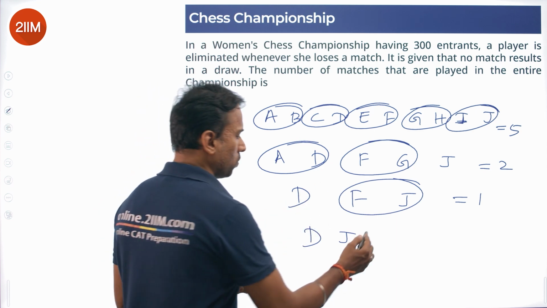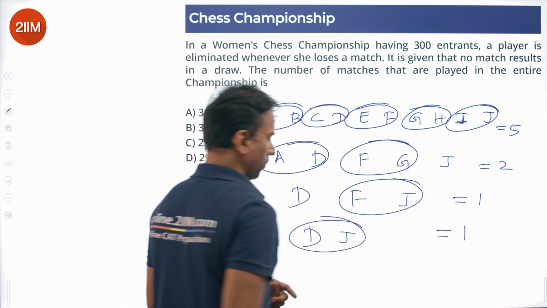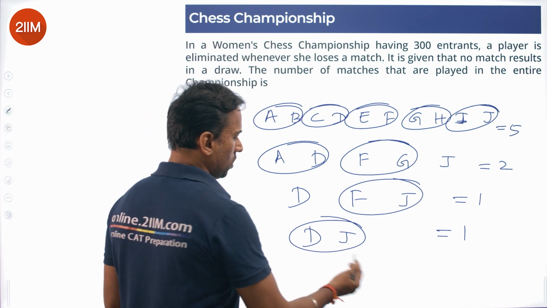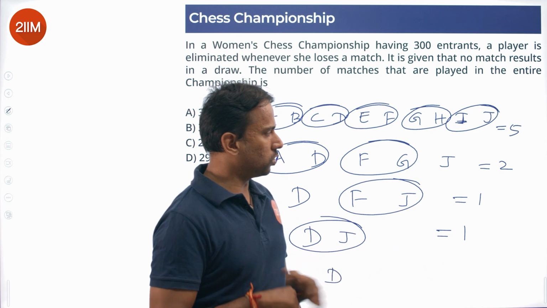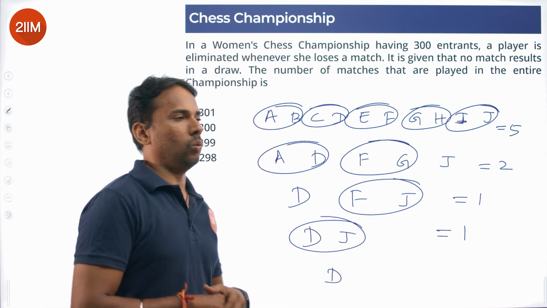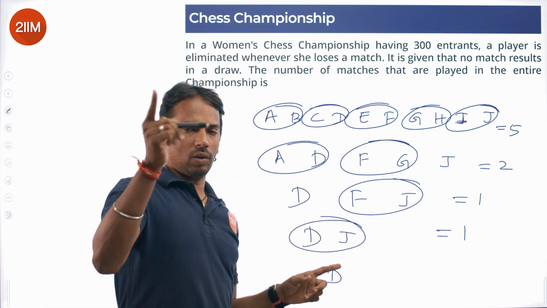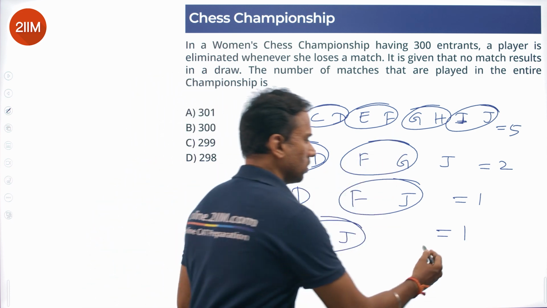Now one final match should be conducted, and the final winner will be decided, D or J, whoever it is. So totally how many matches are done? 5 plus 2 plus 1 plus 1. It's going to be 9. So out of 10 players, to decide the one winner, we need to conduct 9 matches.